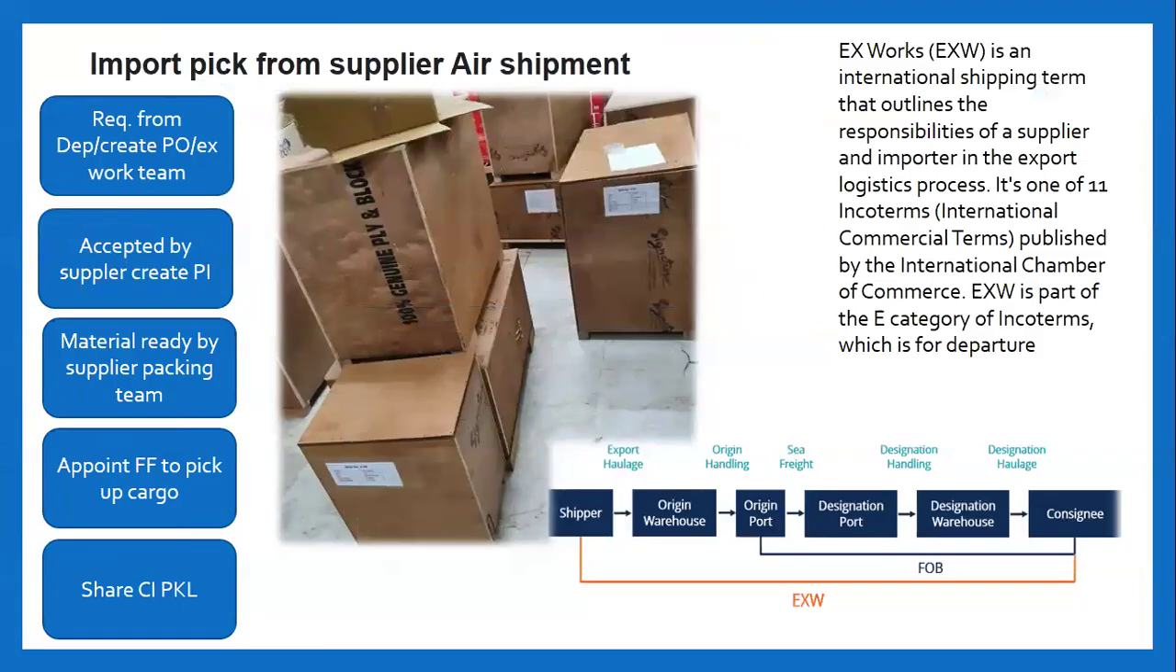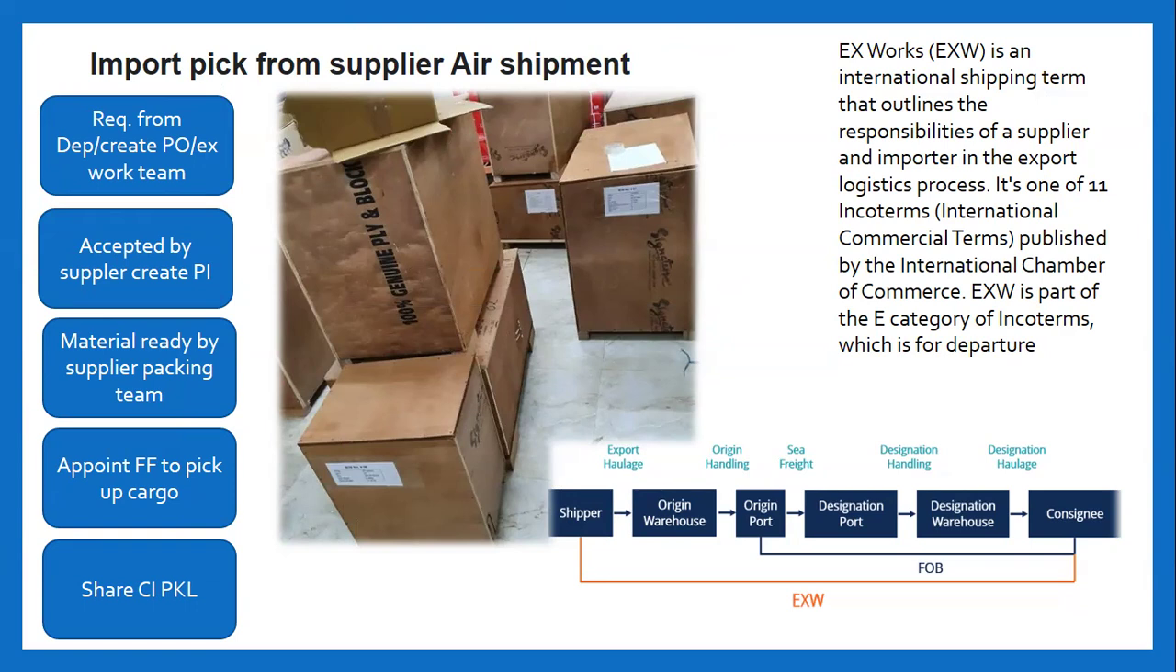And today in this session we will understand import pickup from the supplier in air shipment. When we import any goods from overseas, if the Incoterm is EXW, then in this case we have to arrange a freight forwarder who will pick up the goods from overseas. So what will be the procedure for picking the goods from overseas to our factory? We will try to understand in this session.